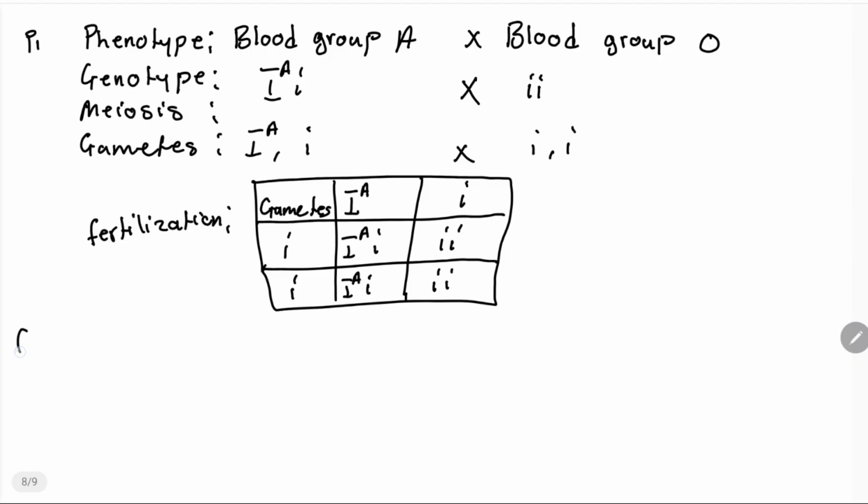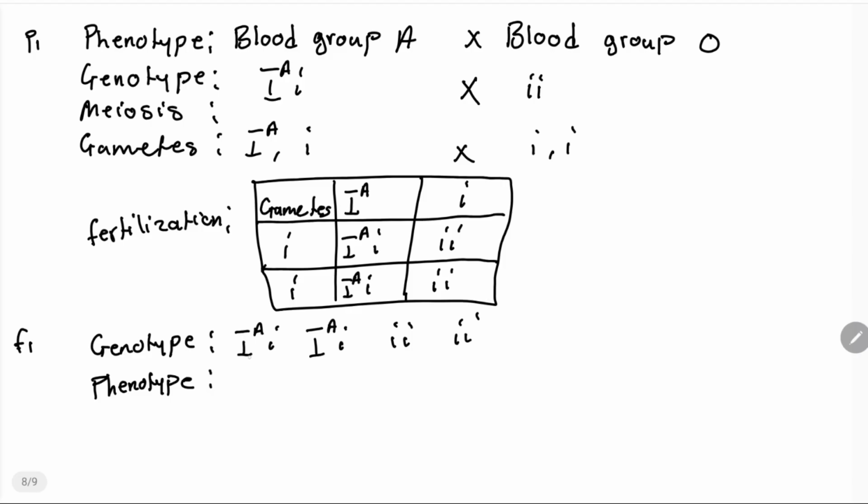Below fertilization now comes F1. These are offspring of the first generation. In front of F1, we simply write genotype. And we're going to copy our genotype as is. So it is going to be I^A i, I^A i, ii, ii. That is our genotype. Below genotype now comes phenotype.